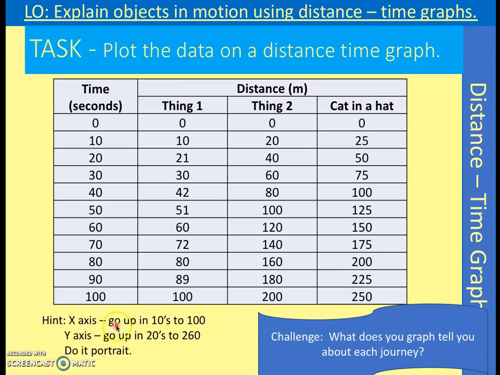So don't forget that your x-axis might go up in 10s to 100, your y-axis in 20s to 260. Draw a portrait on your graph paper. Try and remember, where does your time go, where does your distance go, and because you've got 3 different people, you've got thing 1, thing 2 and the cat, you might want to use either 3 different colors to mark your points or 3 different symbols like a triangle, a cross and a circle. So pause the video now and give yourself 10 minutes to draw out this graph.